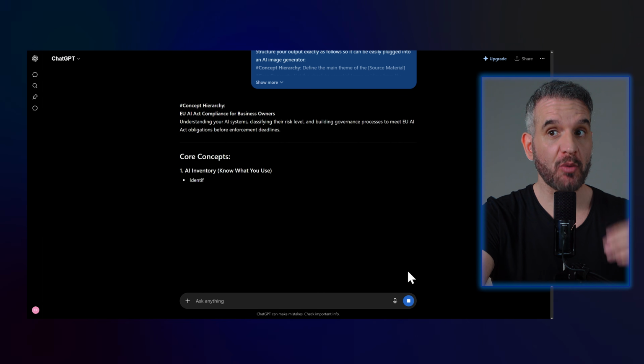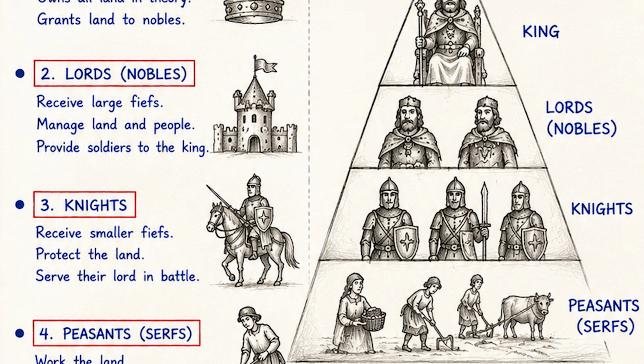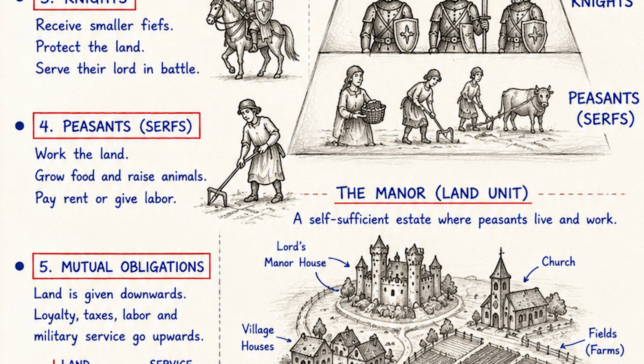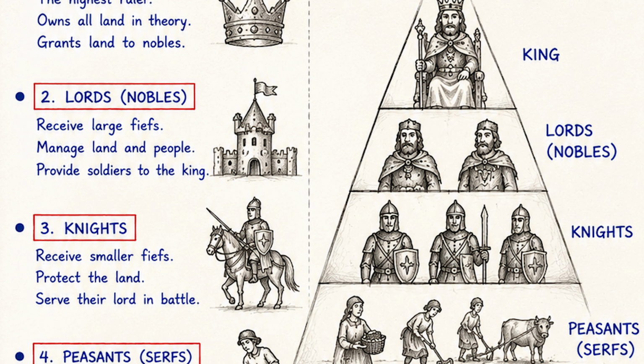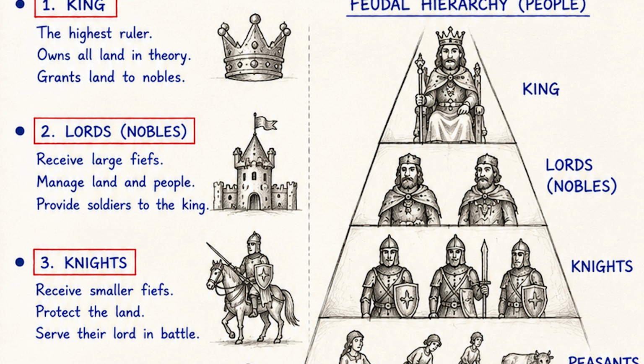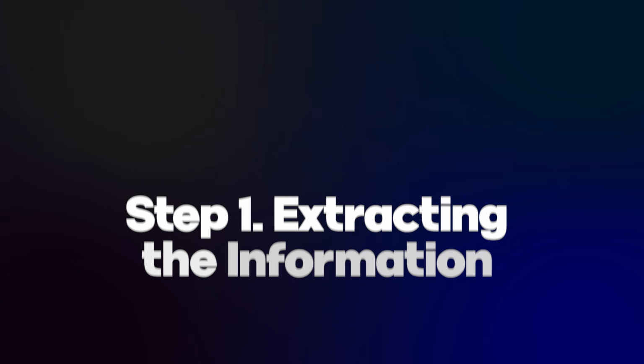Now, the second one. I made ChatGPT do its homework before generating anything. This time, the hierarchy actually reflects the reality. So, you don't just get something that looks good, you get something that's actually correct. And it only takes one extra step.